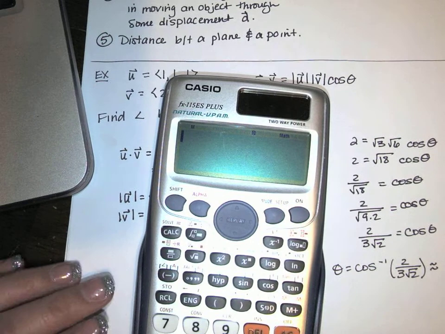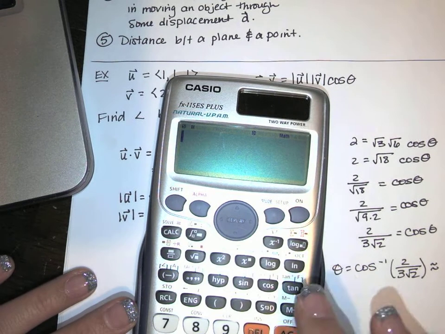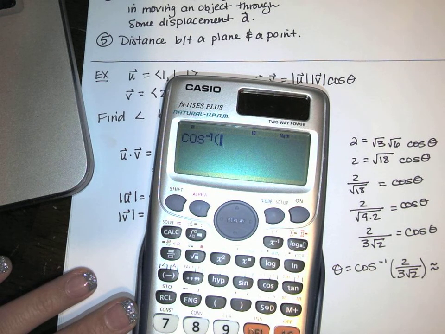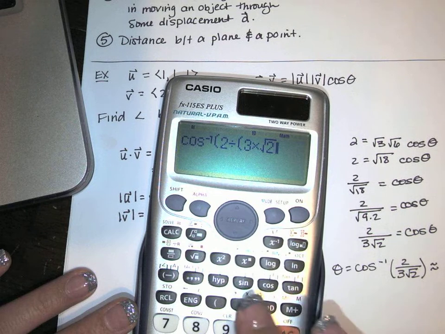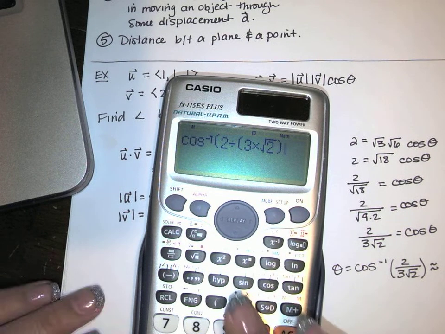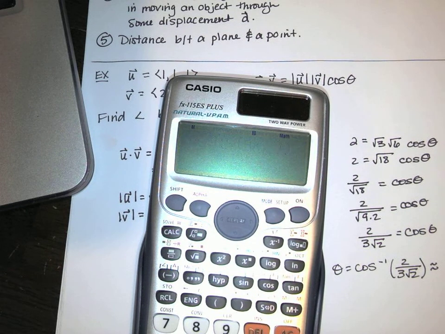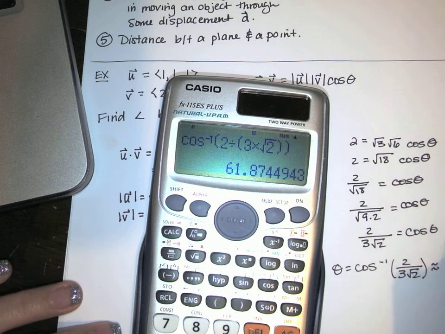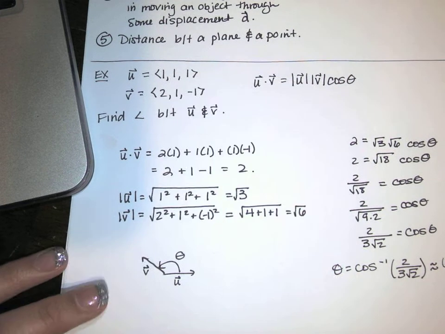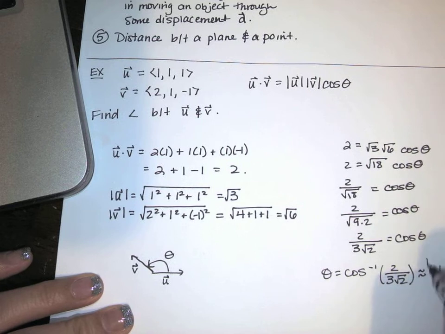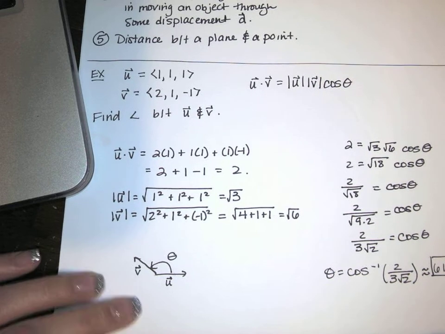Just going to use that here. Got shift inverse cosine of 2 divided by, open parentheses for the denominator, 3 times the square root of 2, close parentheses for the denominator, close parentheses for the inverse cosine. And it turns out to be about 61.9 degrees. All right. So that's one thing that dot product can do for us.